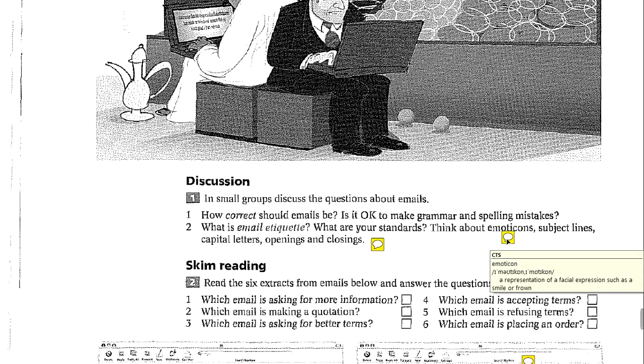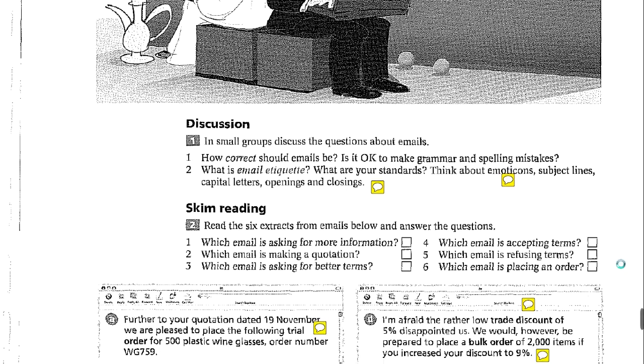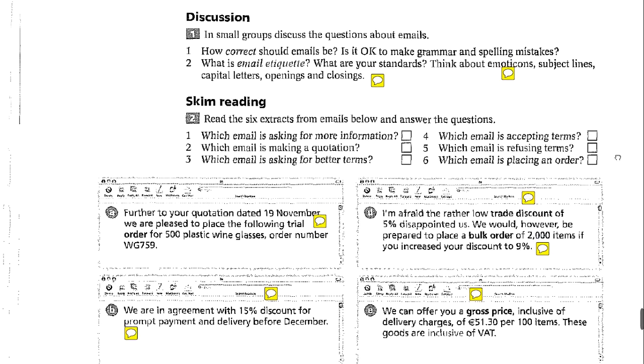So, should we write email in a social etiquette? What do you think? What are the standards that we should write? Can we write emoticons in our emails? So you have to answer these questions. Good. Now let's continue with exercise number 2.